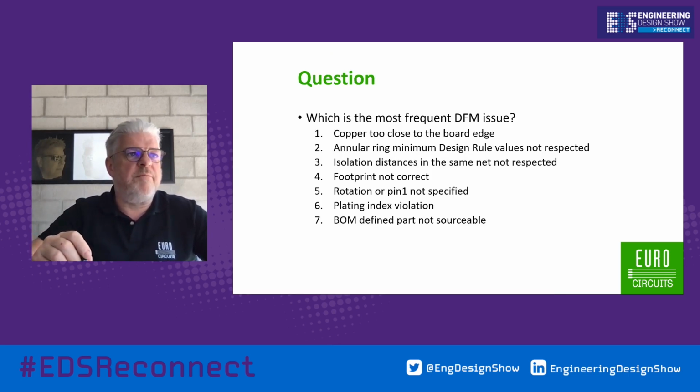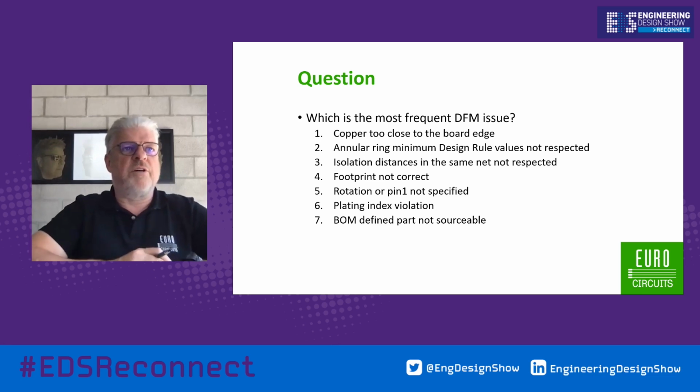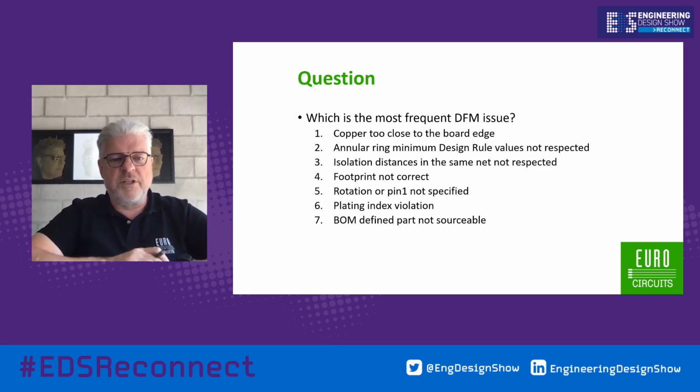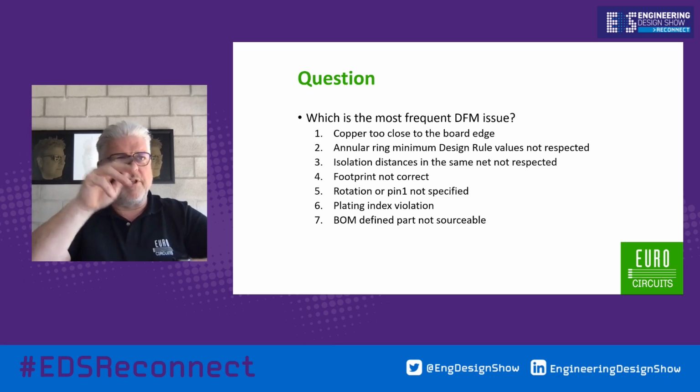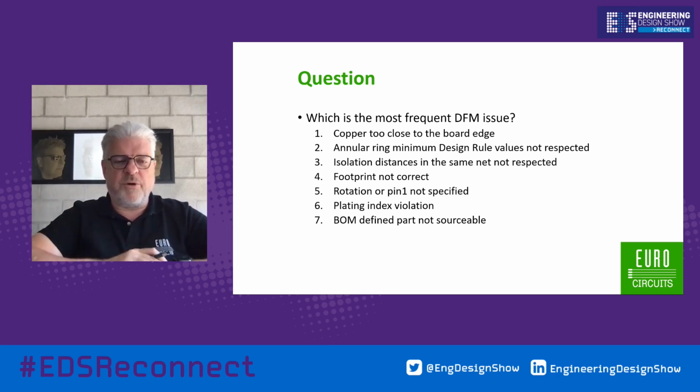So in terms of DFM and DRC, which are the most frequent DFM issues? Like the questions before, asking the questions is a lot more important than giving the answer, because whoever of these 7 points win, all the 7 points happen a lot, and they are equally annoying and dangerous. So copper too close to the board edge is definitely appearing a lot. Annular ring minimum design values not respected is definitely happening a lot.